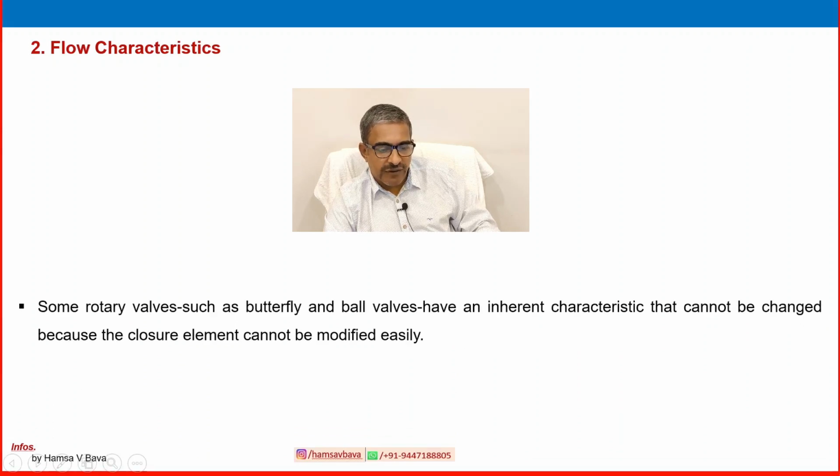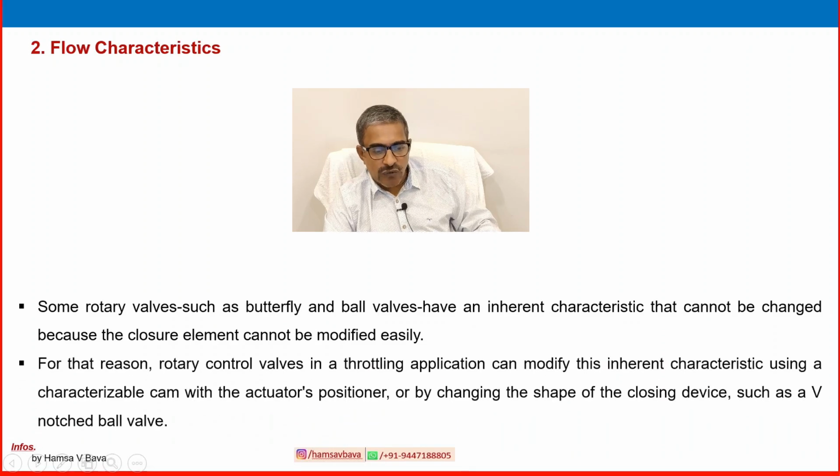Some rotary valves such as butterfly and ball valves have an inherent characteristic that cannot be changed because the closure element cannot be modified easily. For this reason, rotary control valves in a throttling application can modify this inherent characteristic using a characterizable cam with an actuator positioner, by changing the shape of the closing device, such as a V-notched ball valve. I have completed one video on positioner; I request you to watch that in the instrumentation control section.